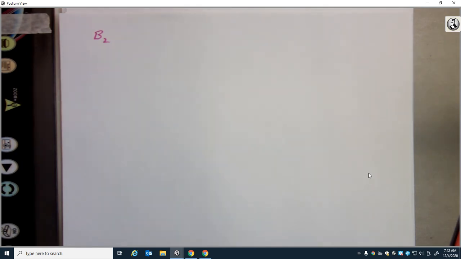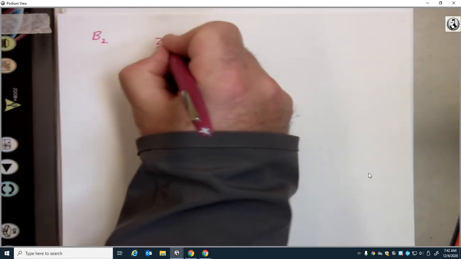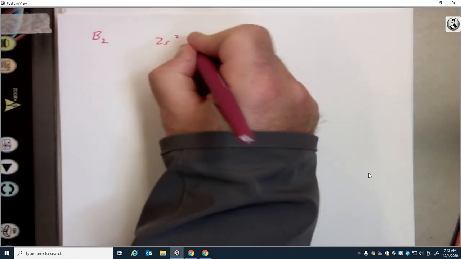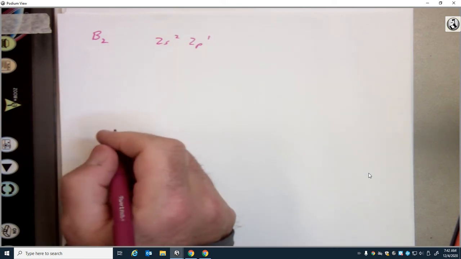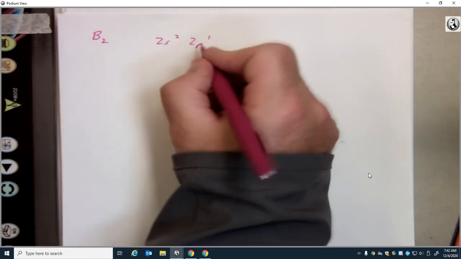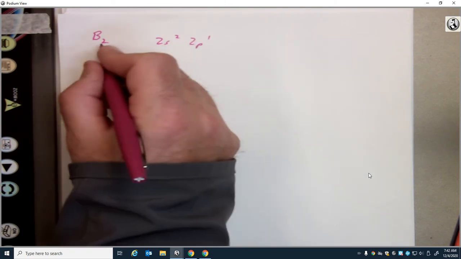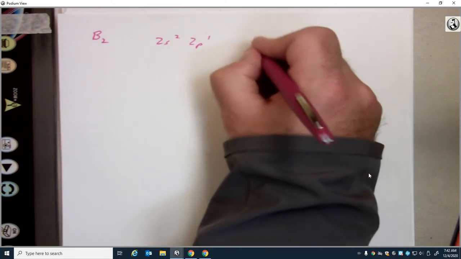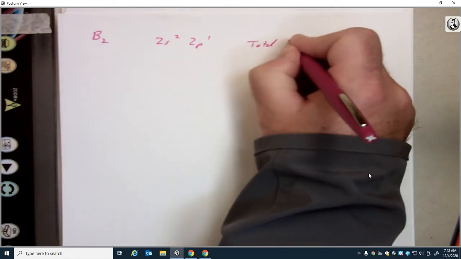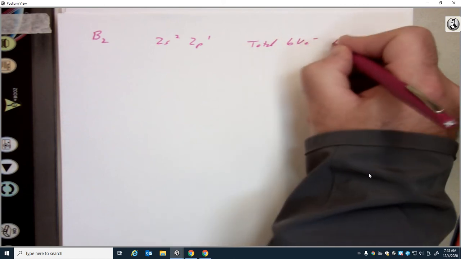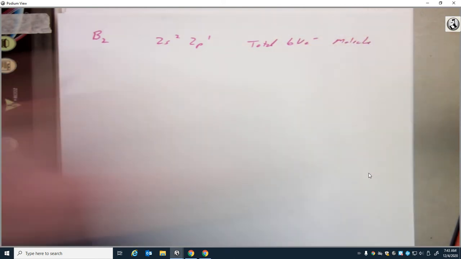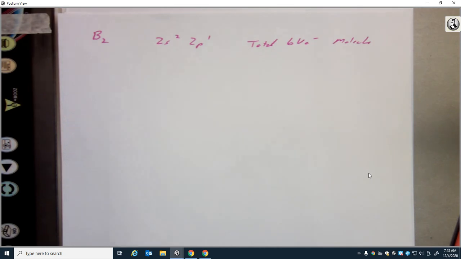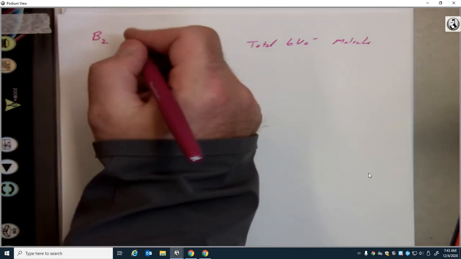So let's do group 13. Let's do boron, B2. All right. If we look at boron, its valence electrons are 2s2, 2p1. Okay, so we have 3 valence electrons for boron. So we have a total of 6 valence electrons in the molecule. All right. So this is group 13.